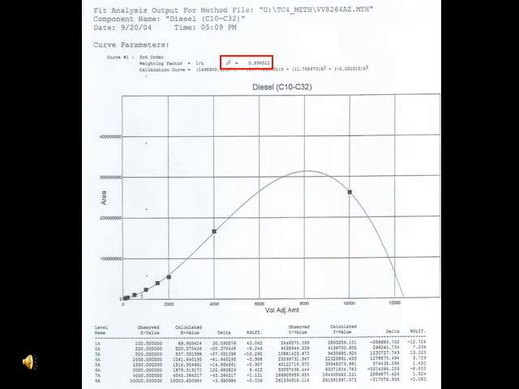In another actual example, another lab was using a cubic or third order curve forming a parabola for analyzing samples for diesel C10 through C32. The highest calibration point has a reduced response due to saturation. If this curve was not visually reviewed, the R-squared value of 0.998 would make it appear acceptable.